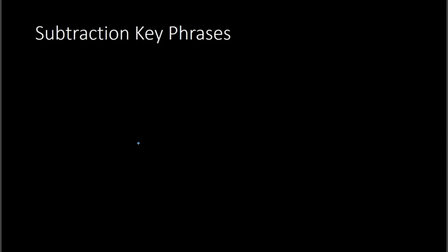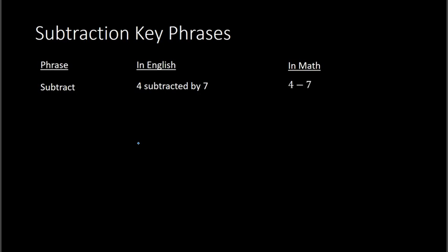Next we have subtraction phrases. For subtraction, the first word would be the word subtract. So if I were to say 4 subtracted by 7, I would write that as 4 minus 7. The next word would be the word minus. If I said 4 minus 7, I would write that as 4 minus 7.